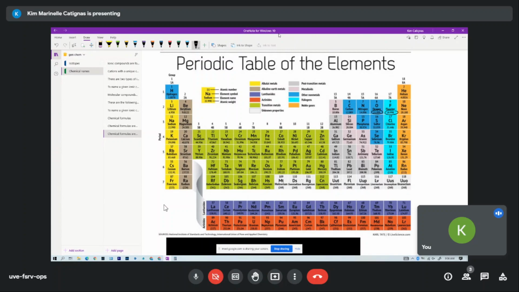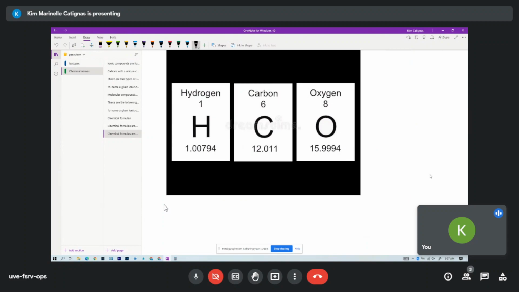Tapos, malalaman mo yung atomic mass. So, dito, we don't need to solve for it kasi given na siya sa periodic table, or most periodic tables ay meron nakalagay sa ilalim na part. So, if we are going to zoom it out, we have here the atomic number of hydrogen, carbon, and oxygen. Pero yung atomic mass, yun po yung mga nasa ilalim. Okay, ayan.